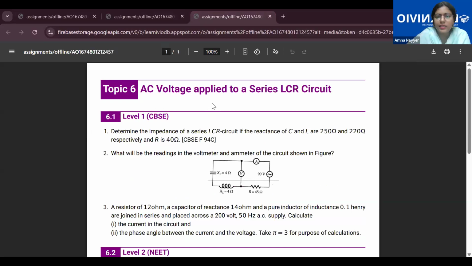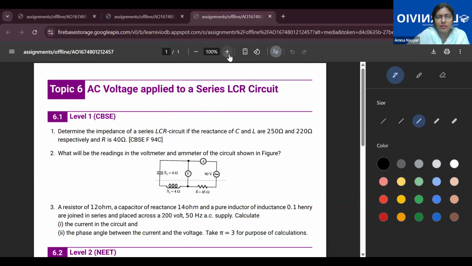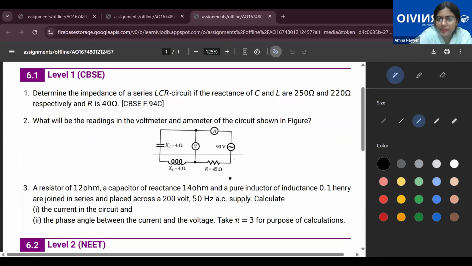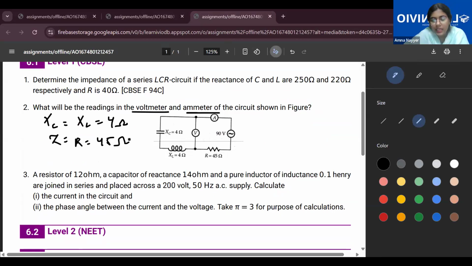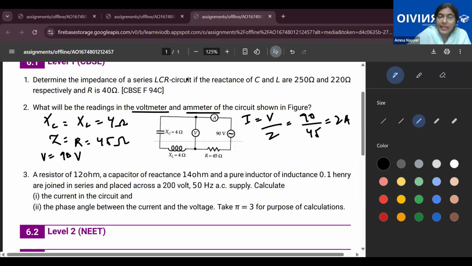And in this question you all had a trouble in. The second question, it's a question where XL and XC are equal to each other. So this says what will be the readings of voltmeter and ammeter, means current you have to find out. See, this is the clear case of resonance. XC is equal to XL, which is equal to 4 ohm. Means impedance will be equal to the resistance, that is 45 ohm. Okay. When impedance is given, voltage is already given as 90 volt. This voltage. So current will be voltage by the impedance, that is 90 divided by 45, that is equal to 2 ampere.